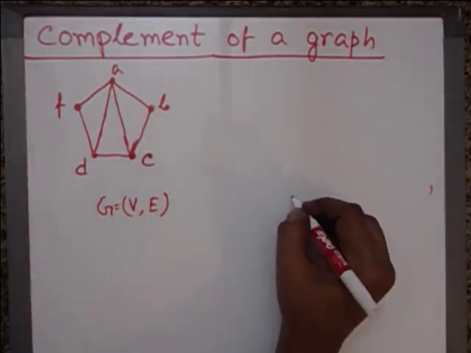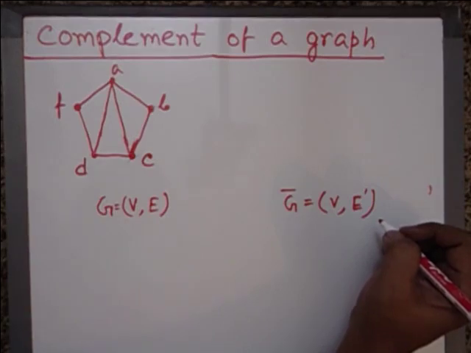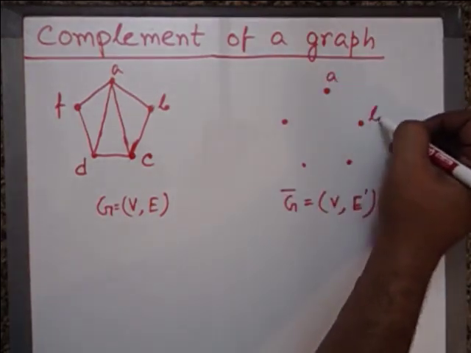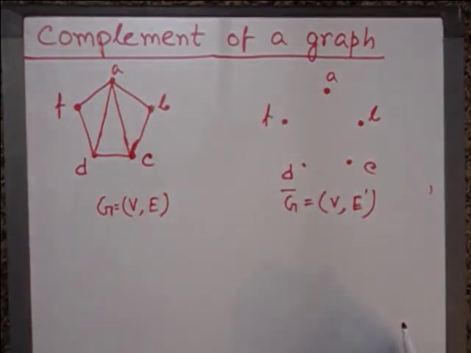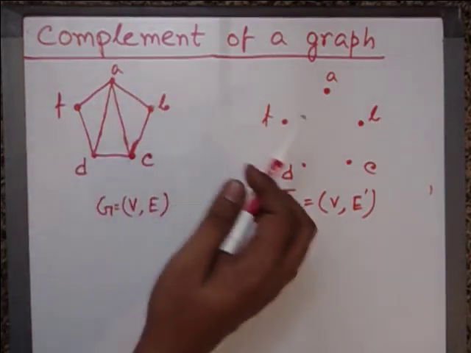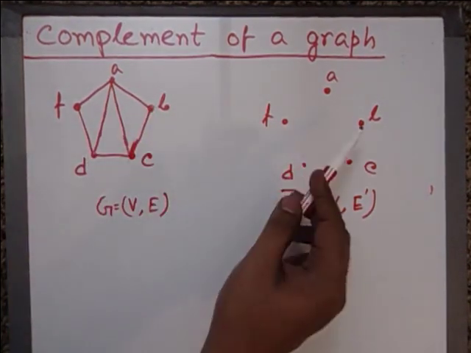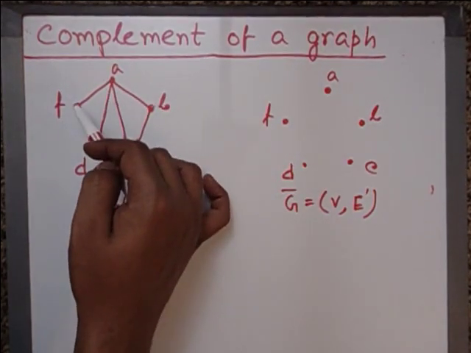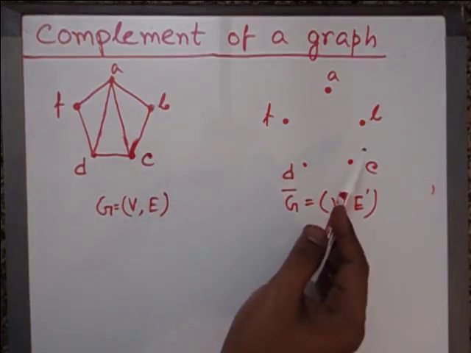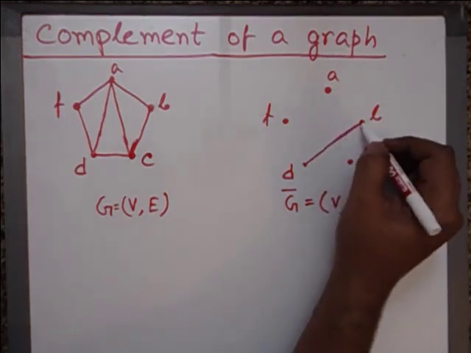So what is G complement? How to draw it? It will have the same vertex set and a different edge set, which is the complement of the original. So same vertex set means we will have A, B, C, D, and F. Now look at the original graph. Between each pair of vertices, if the edge is present here, it will be absent here. If it is absent here, then it will be present here. So let's see. AB is here, so it won't be here. AC, AD, and AF are also here, so they won't be there. BC is here, so it won't be there. But BD, this edge is not present here, so there would be an edge here in the complement graph.